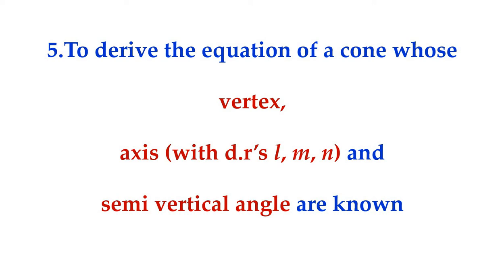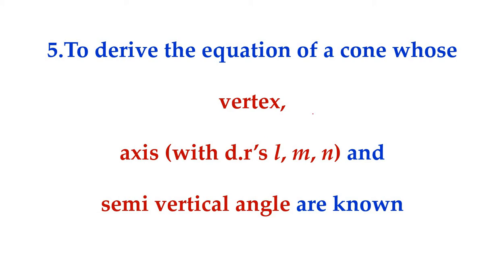Write the equation of a cone whose vertex, axis, whose DRs, that is direction ratios, are LMN. Now usually this LMN are designated for DCs, but here we are taking them as direction ratios, and semi-vertical angle are known. So vertex is known, axis direction ratios are given, semi-vertical angle is known. Then how are we going to find the equation of the cone?